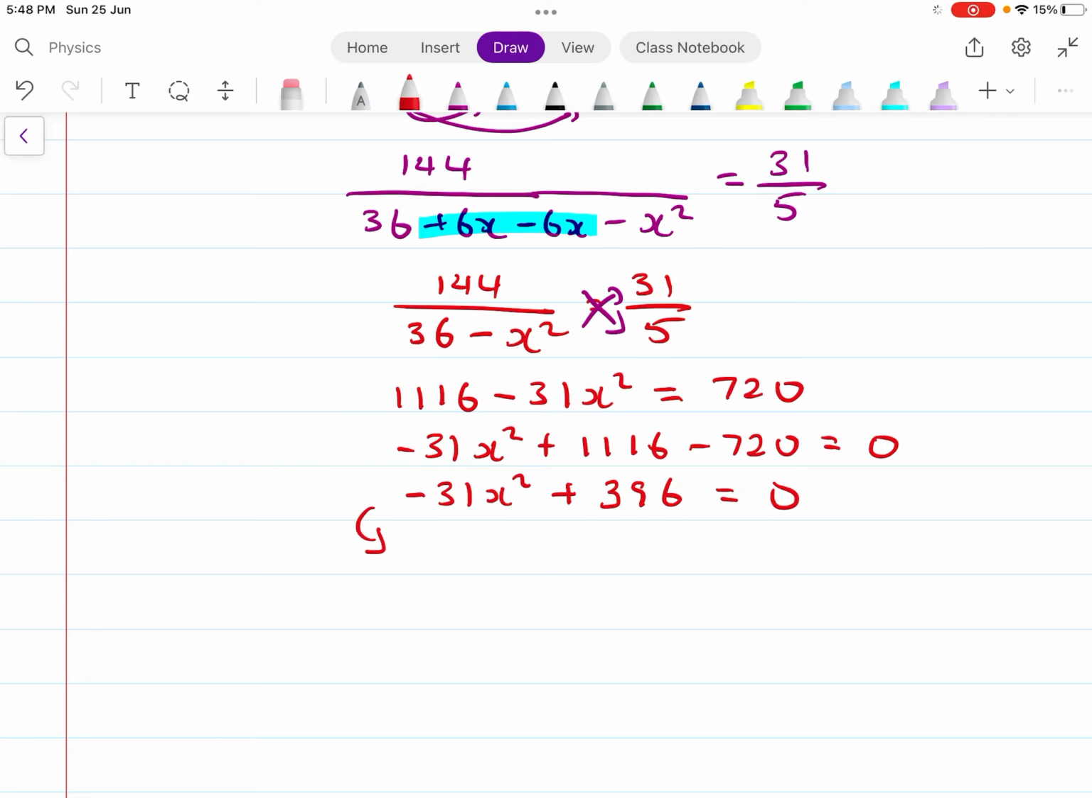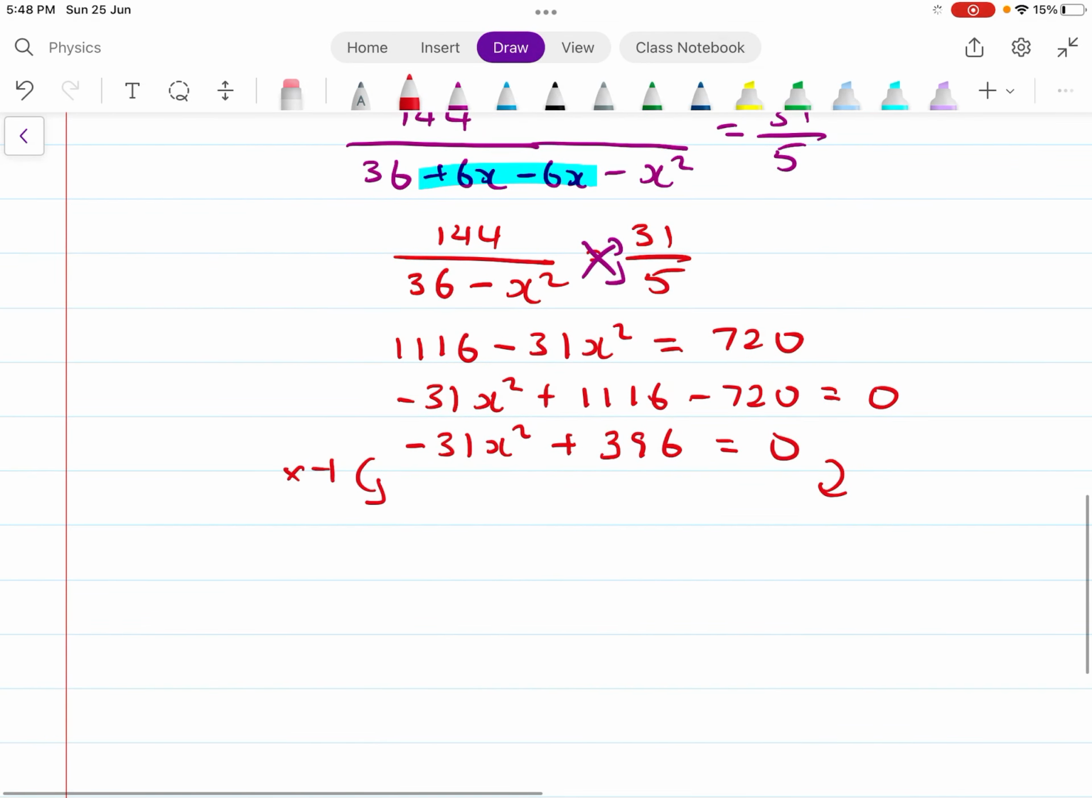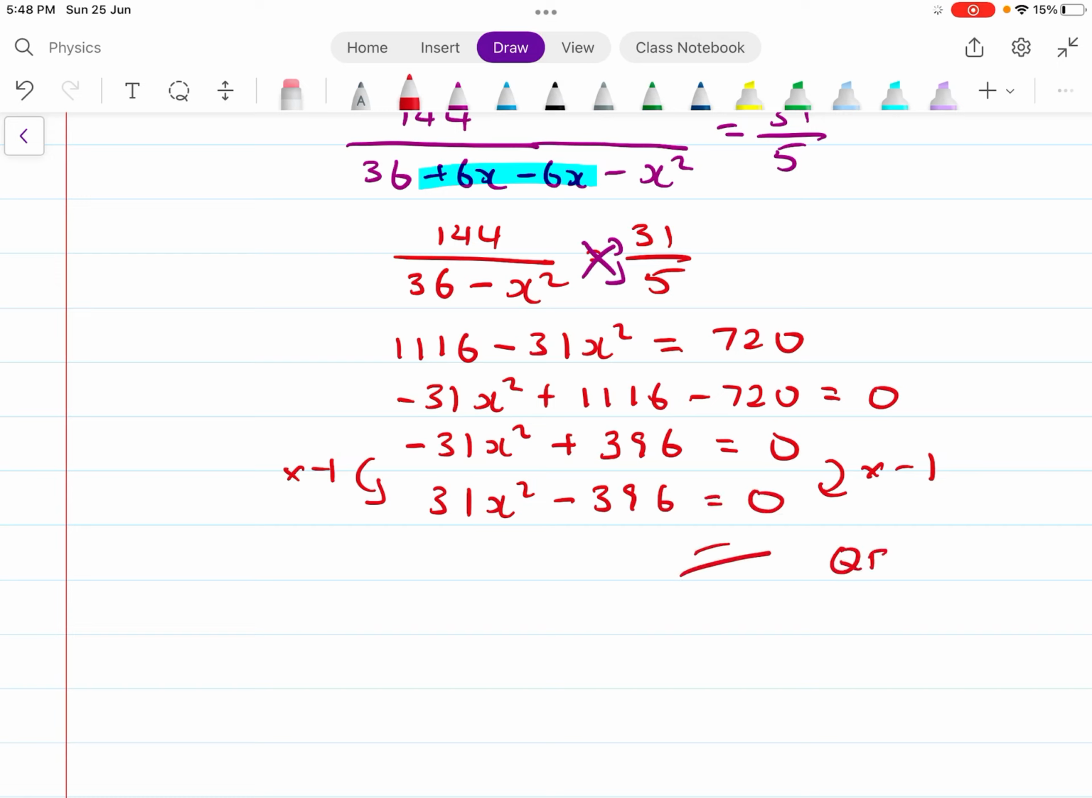The next thing you need to do is to multiply negative 1 throughout. What you'll get is, times negative 1, times negative 1, so the last part will be 31x squared minus 396 is equal to 0. So this one is shown already.